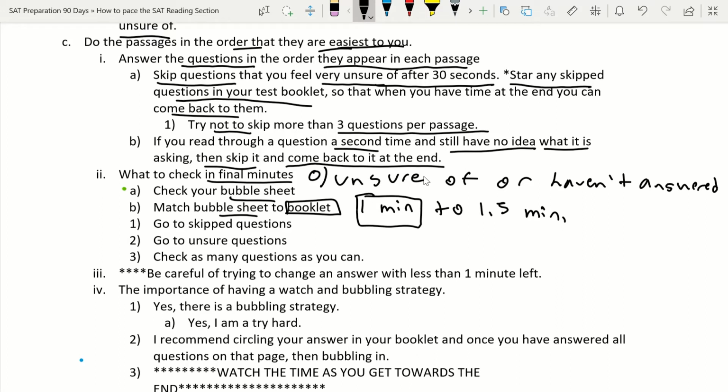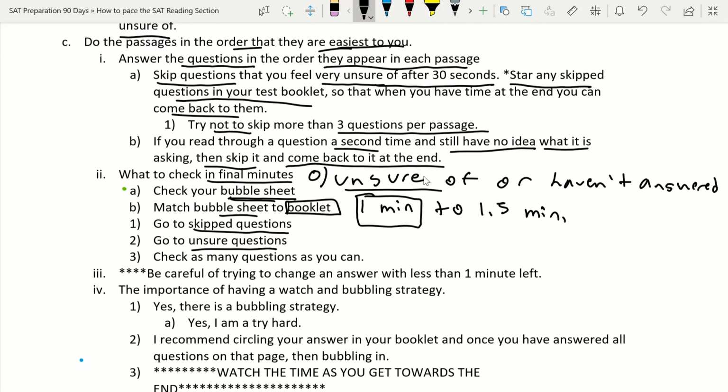And then as far as going to skipped questions, so obviously, skipped questions, unsure questions. Some people, it's really up to you if you want to match your bubble sheet to your test booklet before checking them. It's really your call on that one. I would say probably go to the ones that you're unsure of and the ones that you have skipped before checking your bubble sheet and matching it to your booklet, but it's all going to depend on how much time you have left, and it's really your call.